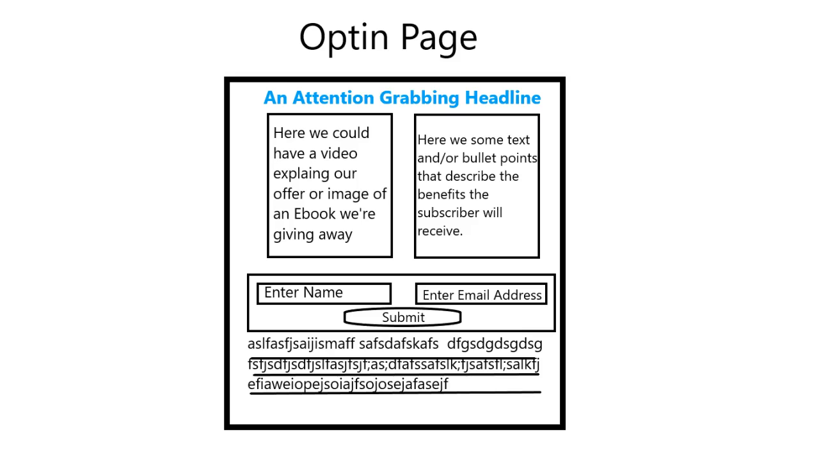Now, the opt-in page probably is really the most important step of the cycle, because if it's not doing its job of enticing people to give us their email address, then we're not even going to have an email list to market to. So, not only are we going to look at what makes up an opt-in page, but we're going to discuss some of the things that will increase an opt-in page's conversion rate.